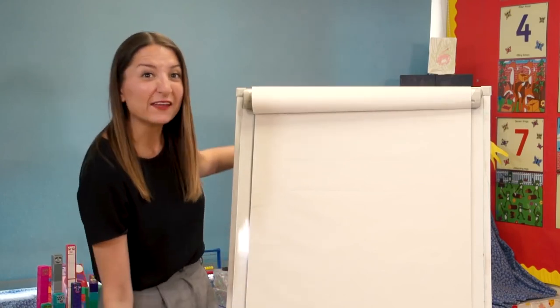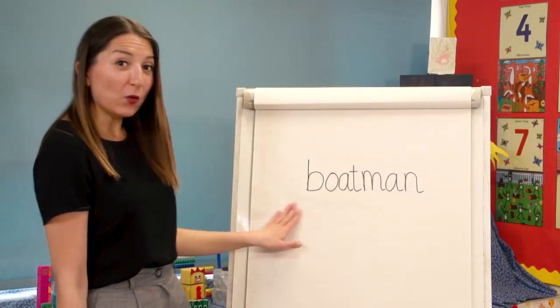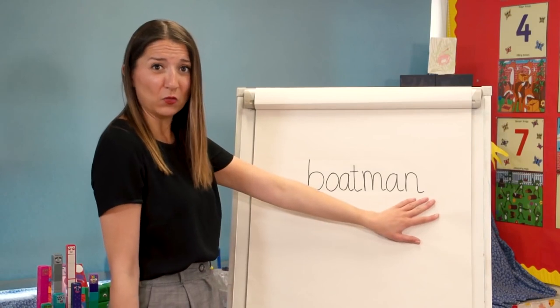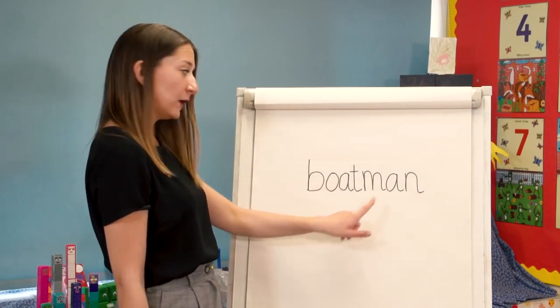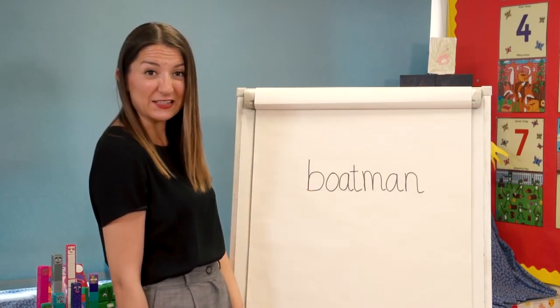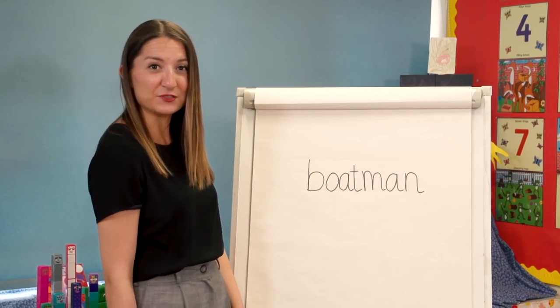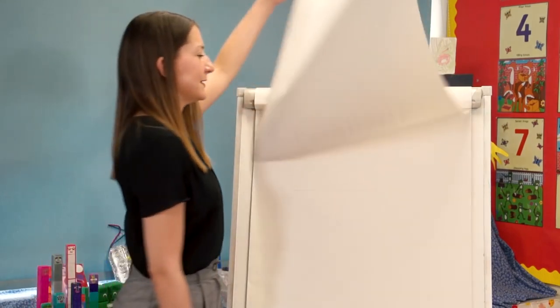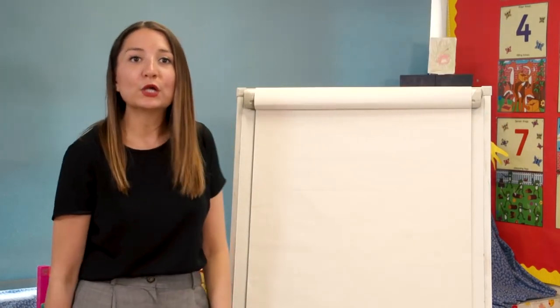Right, let's check that your spelling is the same as mine. Did you get all six sounds? It was a long word, wasn't it? B, O, T, M, A, N. Change it if you need to. Well done. Let's spell some tricky words now. Let's spell the word go.